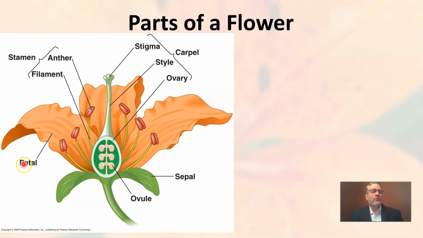So let's run back through those. Petal, the stamen, which is made of the filament and the anther. Then we have the carpel, which is made of a stigma, style, an ovary, and an ovule. And finally, we have sepals. So those are the parts of a flower.